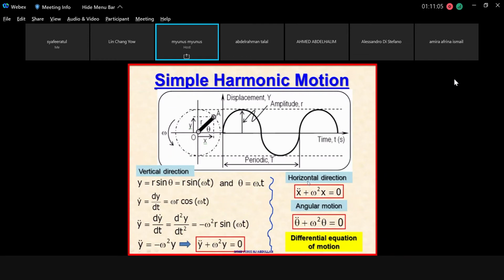So in simple harmonic motion, as I showed you earlier, you have three different equations. One tells you about the horizontal, x double dot plus omega squared x. How you generate this one, I can share with you how the equation is basically generated. Pick up one equation.